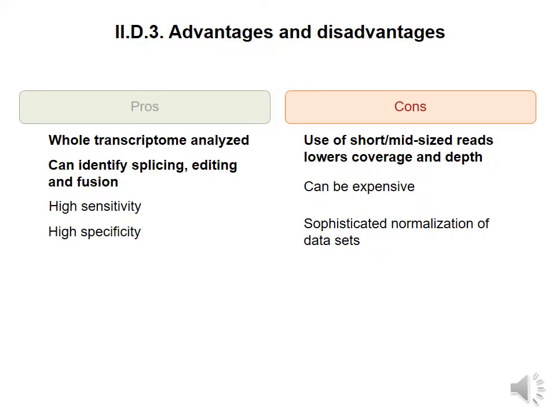On the other side, the pros are that you will have the whole transcriptome analyzed, and you can identify splicing, editing, SNPs, all different changes in the RNA molecules. Plus, you can also get quantity information, so you don't only get a transcriptome analysis, but also the quantity of all these transcripts, and it's highly sensitive and highly specific.